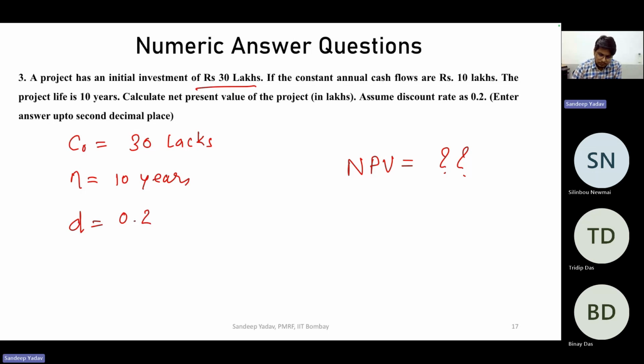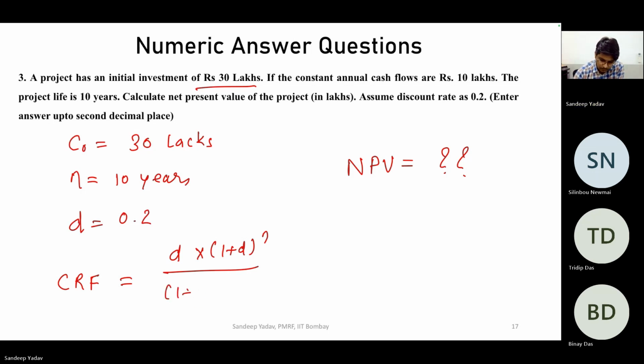In this case also, we have to first calculate the CRF. CRF, as we know, is d into (1 plus d) to the power n, divided by (1 plus d) to the power n minus 1. We'll put all these values in the CRF formula.